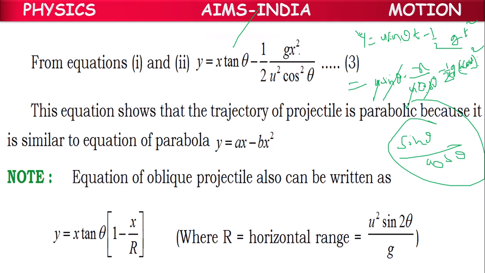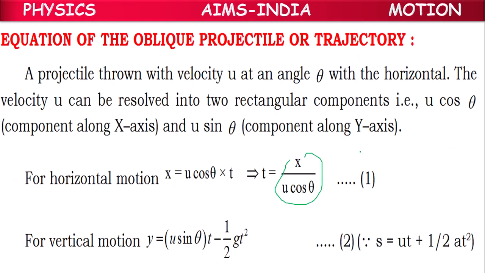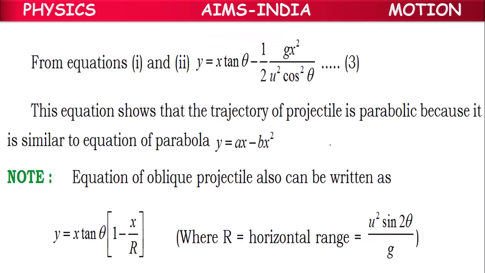Sorry, here t is x by u cos theta. So in the place of half g t square, the t value is x by u cos theta whole square. So what can we write? g into x square by u square cos square theta. This we can write. So this is the x term and this is the x square term.